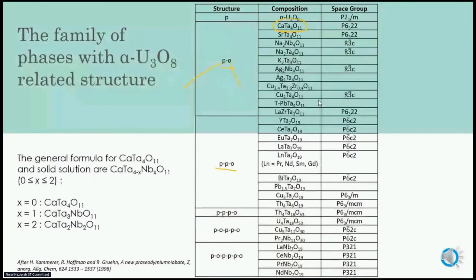as in the previous figure. So in this talk, we will be presenting the calcium tantalate and the solid solution with the general formula shown here. X equal to 0 denotes the calcium tantalate, the original phase. X equal to 1 denotes the calcium tantalum niobium oxide with a ratio of 3:1 tantalum to niobium. And X equal to 2 denotes the calcium tantalum niobium oxide with a ratio of 2:2, as shown here.